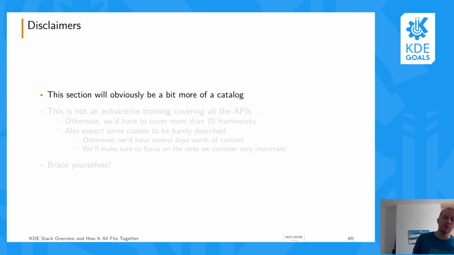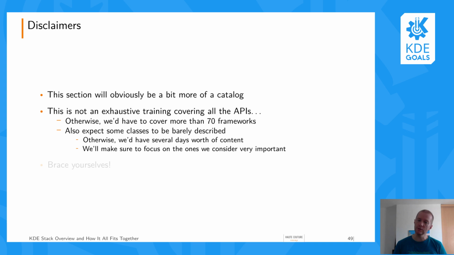All right, now a disclaimer. This section is a bit more of a catalog because we're going through the frameworks, and catalog, I don't know about you, but yeah, quickly that can become boring. This is not exhaustive, okay? We won't cover all the APIs. We would have to cover more than 70 frameworks otherwise. Expect some of the classes to be barely described, okay? And actually to stay within the 3 hours, I would probably have to skip even some of those slides. So we try to focus on what's very important. So now it's time to brace yourselves.